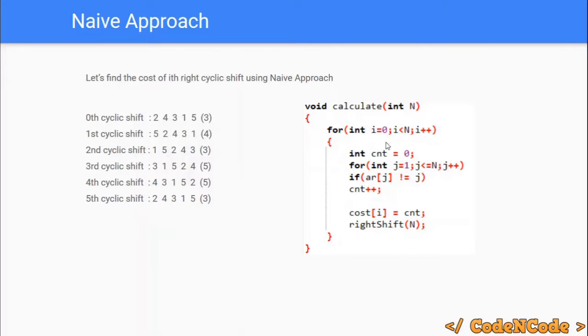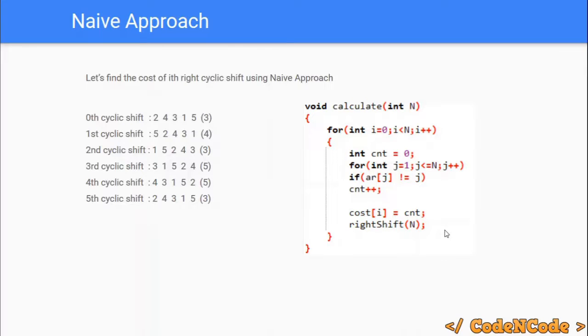For each cyclic shift, of course, initialize the count to 0, and run a loop from 1 to n. If the jth element is not equal to j, that means j is not on its current position. That means you would increment the count, and the cost of the ith cyclic shift is equal to count. After that you would right shift the array. First we would be calculating for 0 cyclic shift, so we do not have to right shift the input array at all. So we have calculated the cost of the 0 cyclic shift.